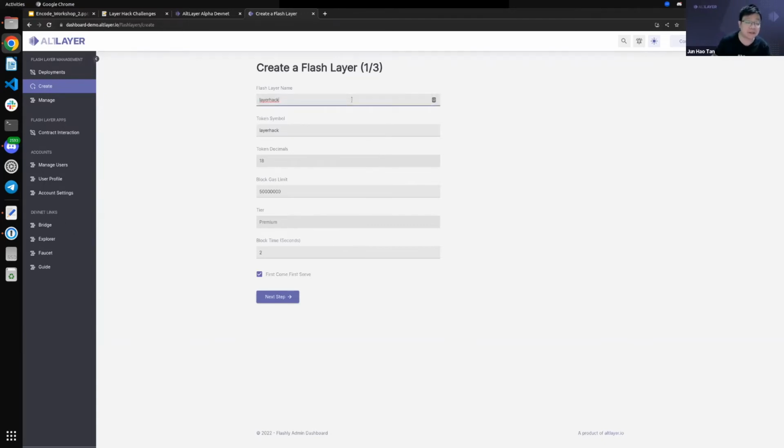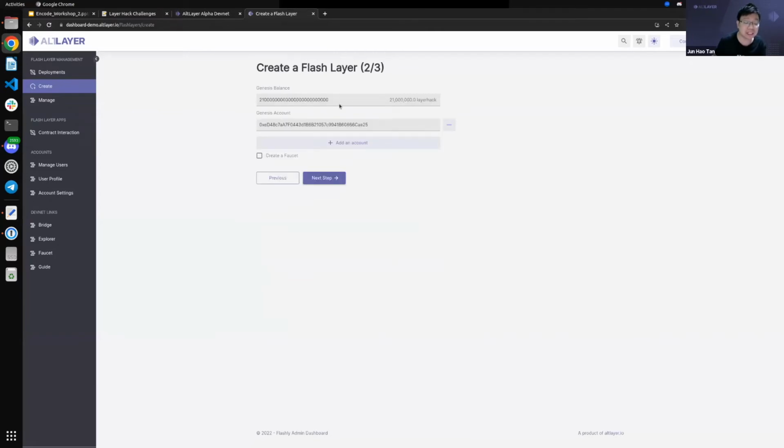For example, this is creating a Flash Layer, basically creating a rollup, and I can name it, let's say, Layer Hack, and token decimal, I could keep it at default, maybe block gas 60 million, and block time 2 seconds. And this is now the gas mechanism that I mentioned just now, which is first come first serve. In this case, you can enable it. If you don't enable it, it will be the default Ethereum gas mechanics.